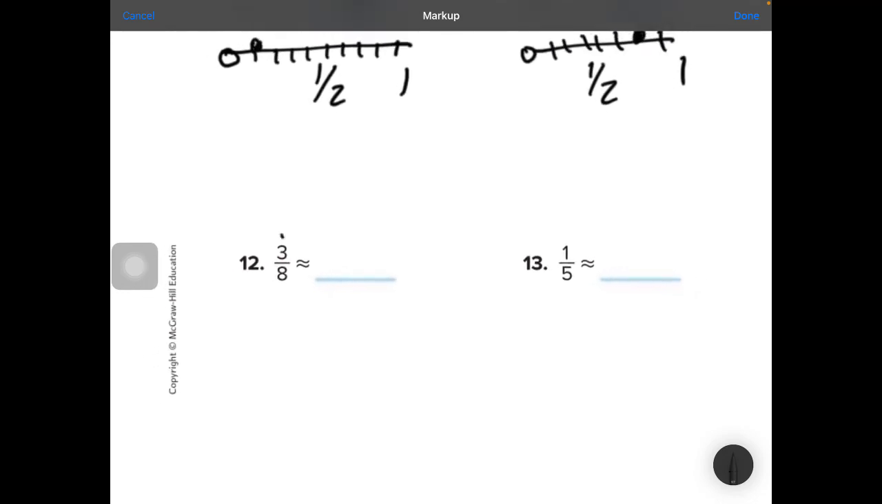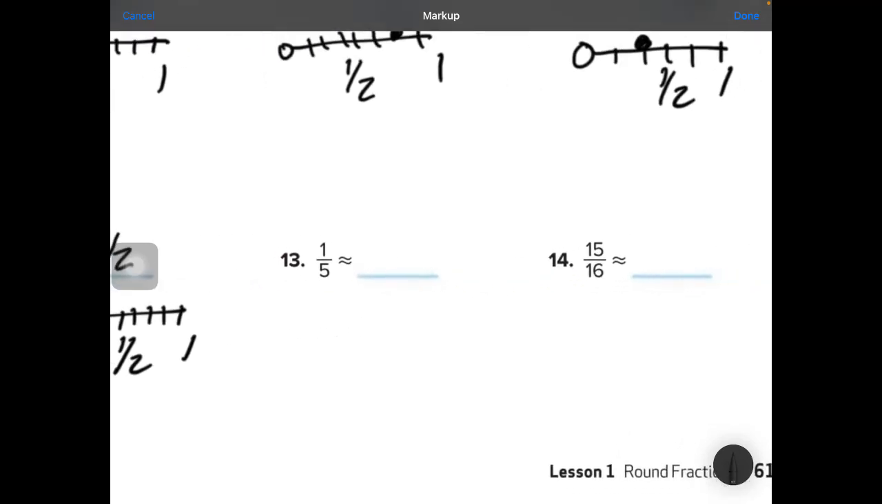Okay, look at the numerator on this one. 3. 4, if I were to be a ninja and chop it in half, would be, so I gave you the answer. 8 chopped in half would be 4. And 3 is really close to 4. So I would say 3/8 is about 1/2. And we can do a number line to prove it. 1, 2, 3, dot, 4, 5, 6, 7, 8. 1/2. It is closer to half. Number 13, we have 1/5. Is it closer to 0, a half, or 1?